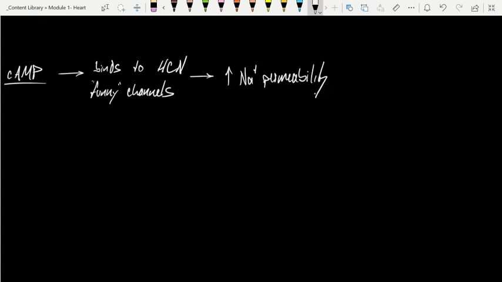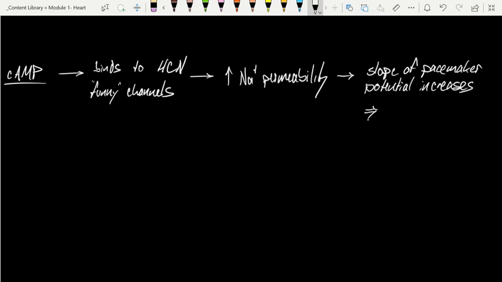So as cyclic AMP binds, these funny channels open wider for sodium, sodium rushes in faster, and this increases the slope of the pacemaker potential. And of course, if that slope is increased, what that means is that I hit threshold faster, and the frequency of action potentials increases. In other words, I've just increased my heart rate.